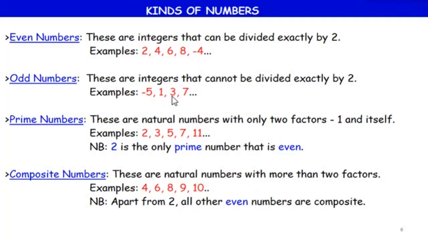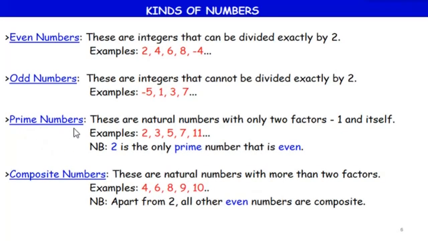For sure, 3 divided by 2 will be 1, remainder 1. 7 divided by 2 is going to be 3, remainder 1. 1 divided by 2 is going to be 0, remainder 1. So these are numbers that cannot be divided exactly by 2. They are not easily divisible by the number 2. Alright, so let's move on.